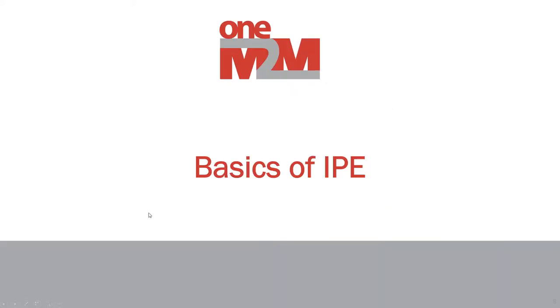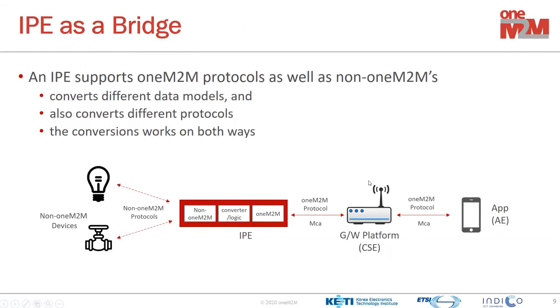That's the basic idea. So IPE is the interworking proxy entity, which bridges the other two worlds, non-oneM2M and oneM2M. So what is the basics or the essence? This is a diagram which I extended a little bit from day one in the application developer guide. In that session yesterday, the devices were oneM2M compliant devices. That was the assumption. In this case, those are non-oneM2M devices.